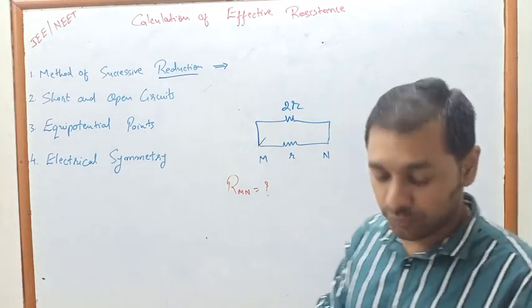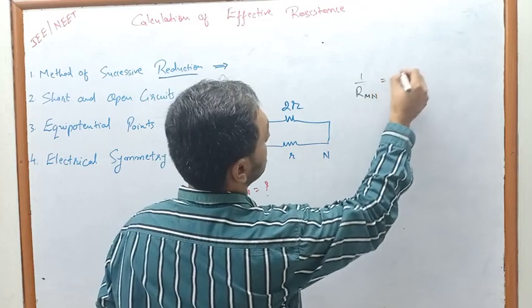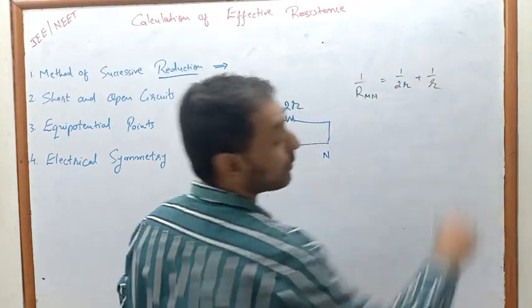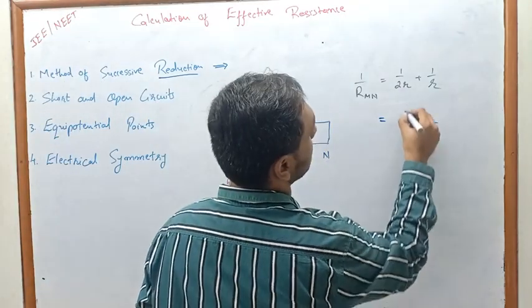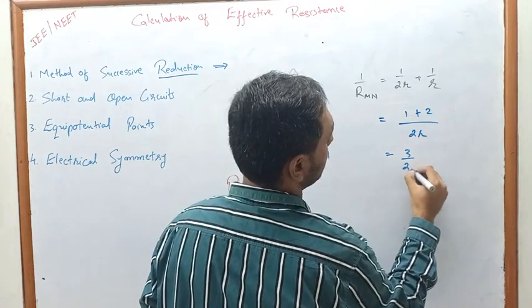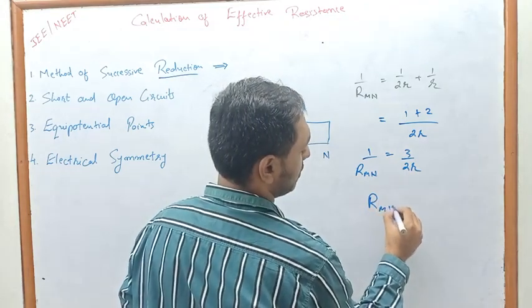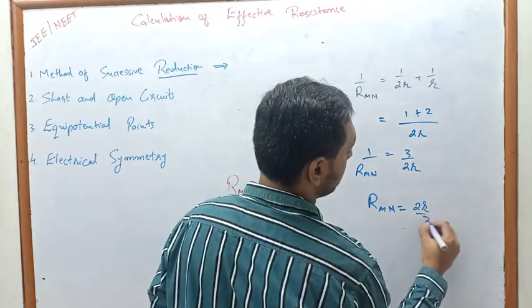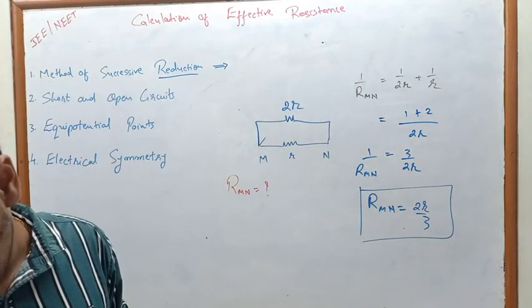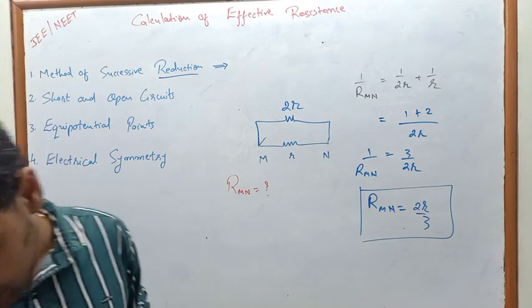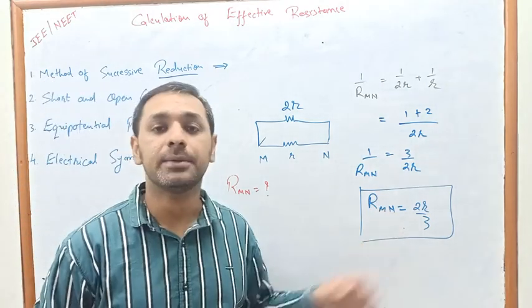The value is different. So what I can do is 1 upon Rmn is equal to 1 upon 2R plus 1 upon R. Take LCM, 2R, here it is 1 plus 2, it means 3 upon 2R, that is 1 upon Rmn. So the final value will be 2R by 3. If you check the answer, it is 2R by 3. It is not given here? Yes, it is given. It is 2R by 3.